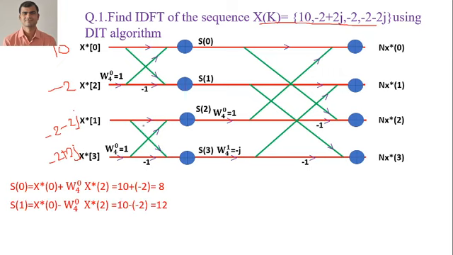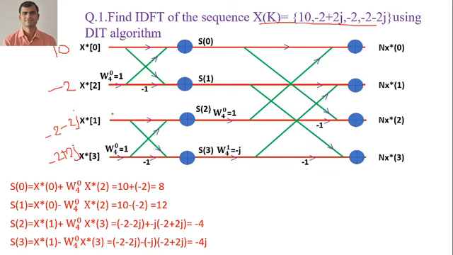Now s1 is equal to 10 minus minus, it becomes plus, so s1 is equal to 12. s2 is equal to, see the addition, minus 2 minus 2j plus minus 2 plus 2j. So the answer becomes minus 4, because minus 2j and plus 2j get cancelled. And s3 is equal to the addition of minus 2 minus 2j, and this minus is going to multiply, so it becomes plus 2 minus 2j. So the answer becomes minus 4j. This is the output of stage 1.